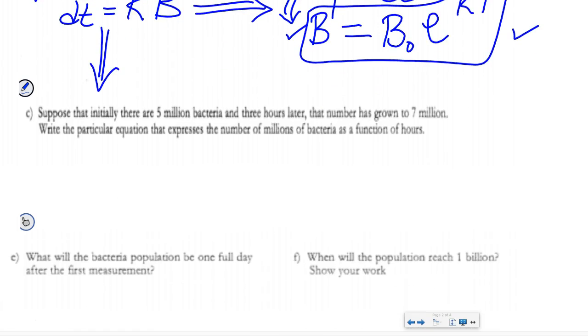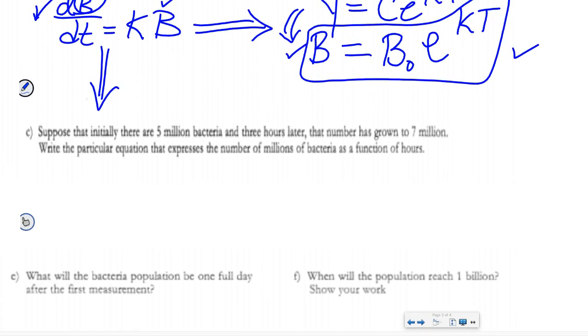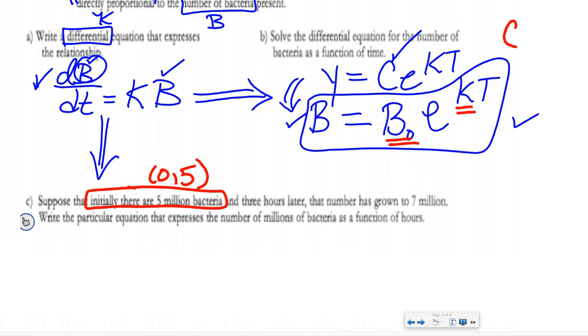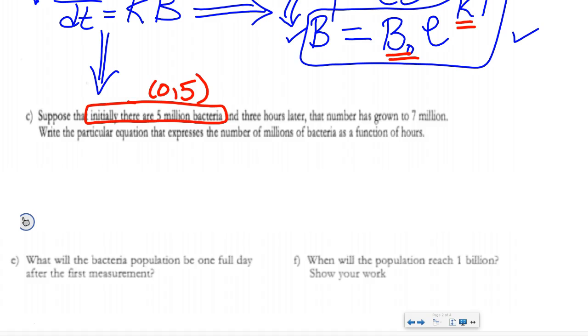All right, so it says suppose there are initially 5 million bacteria. Initially, that means at time 0, there's 5 million. So they're giving you a point. By the way, because you have two unknowns, B sub 0 and K, or generically C and K, you have two unknowns, they must give you 2 points. How many points must they give you? 2.